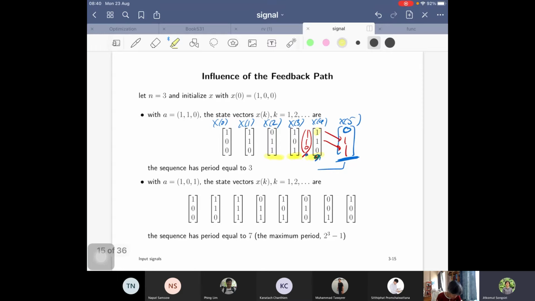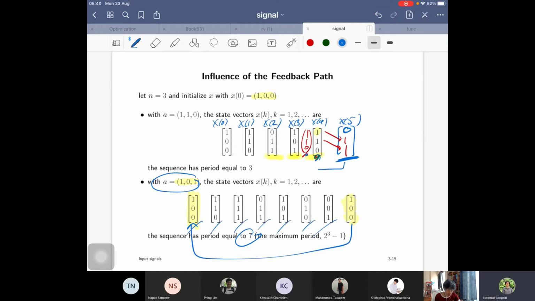Now let's change to the other choice. If A is 1 0 1, and we still start with the same initial state. If we do the same process, then at this iteration we would see that we come back to the initial state. So if we choose this feedback coefficient 1 0 1, the sequence has a period of 7, 1 2 3 4 5 6 7, and that number 7 is actually the maximum period.